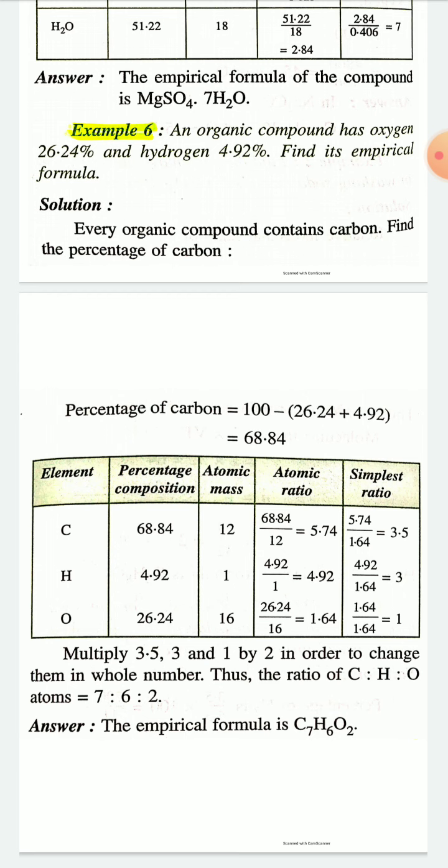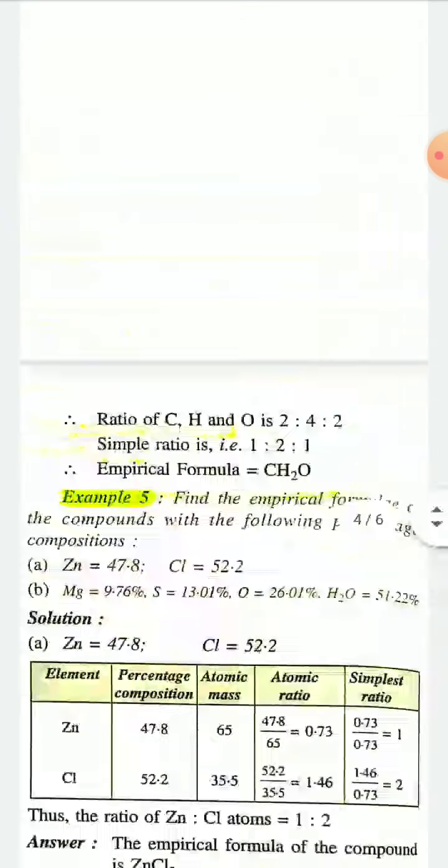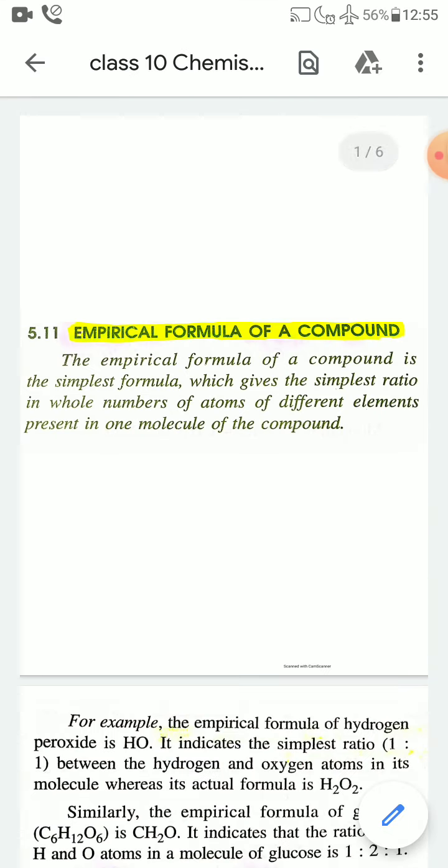Okay, and after multiplying, the ratio of carbon to hydrogen to oxygen becomes 7 is to 6 is to 2. And this is the empirical formula of the compound, that is C7H6O2. Okay. Next day I will discuss how to calculate the molecular formula. Okay.